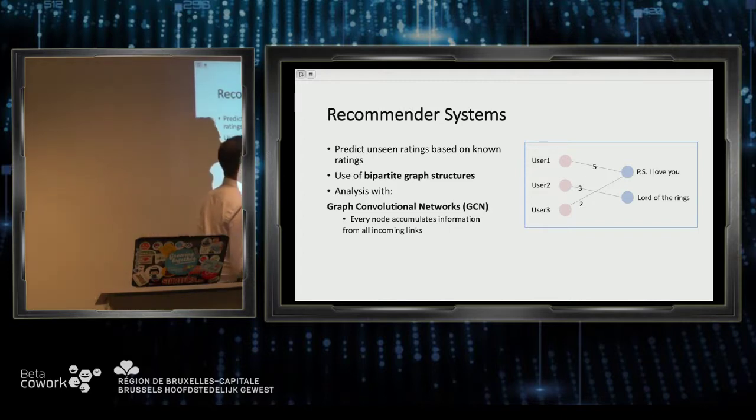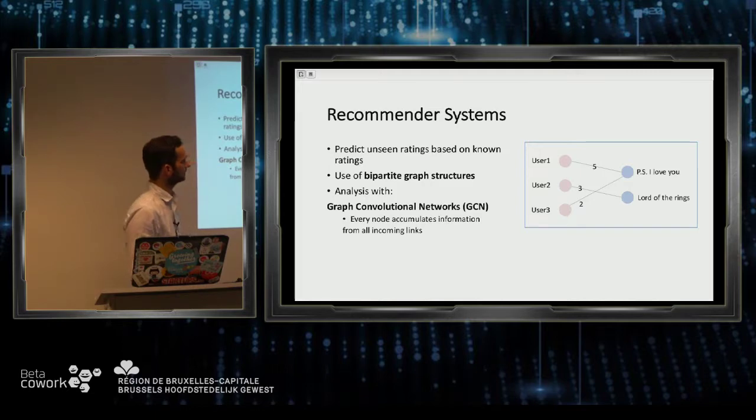Similarly, if user 2 has seen Lord of the Rings and has rated it with 3 stars, then you can see this connection here. So basically, using this, we can write the information that the recommender system can consume in the form of a bipartite graph. And you recall what we called a bipartite graph?